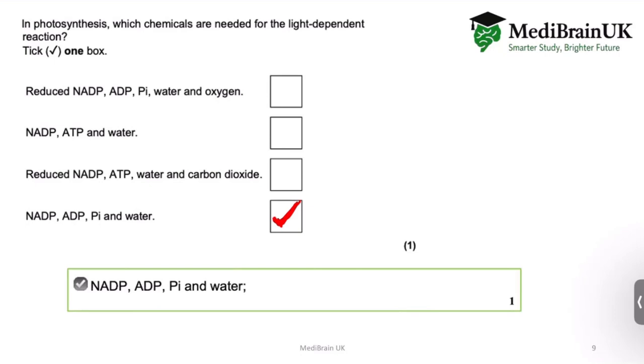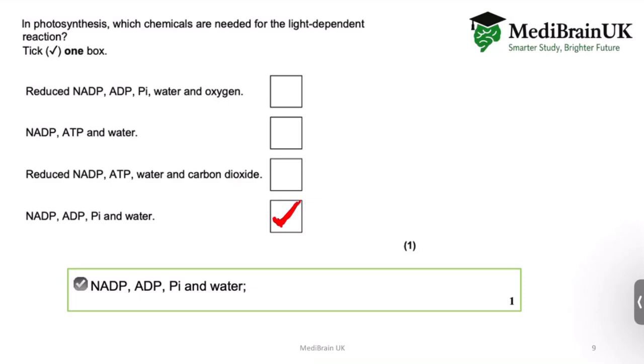Now, our next question is over here. It says, describe what happens during photoionization in the light-dependent reaction. Okay, so this is the photoionization stage, so the second stage of the light-dependent reaction.